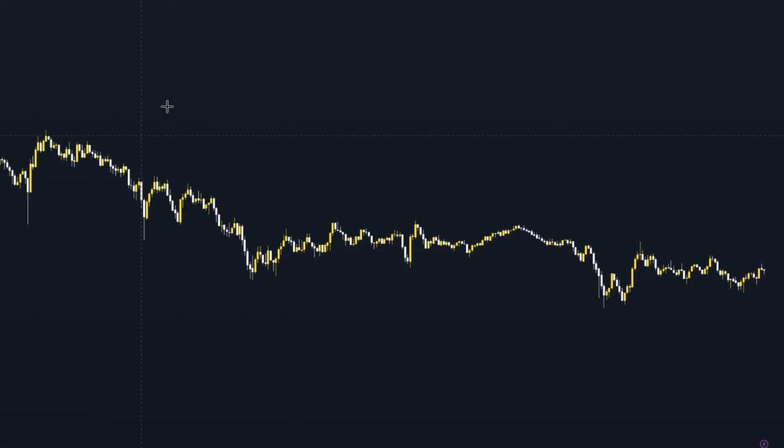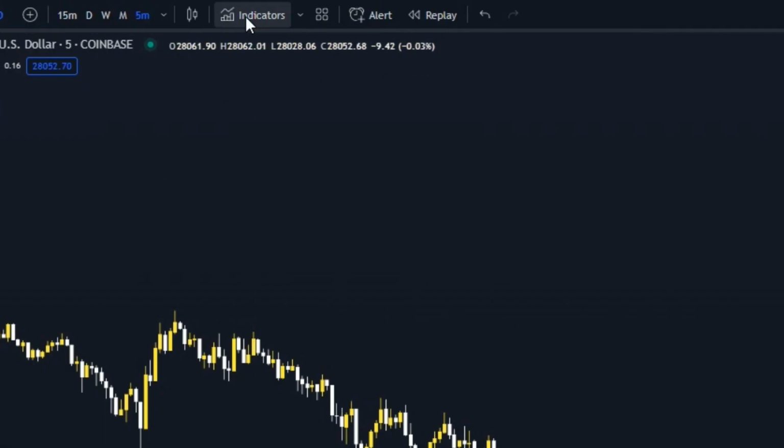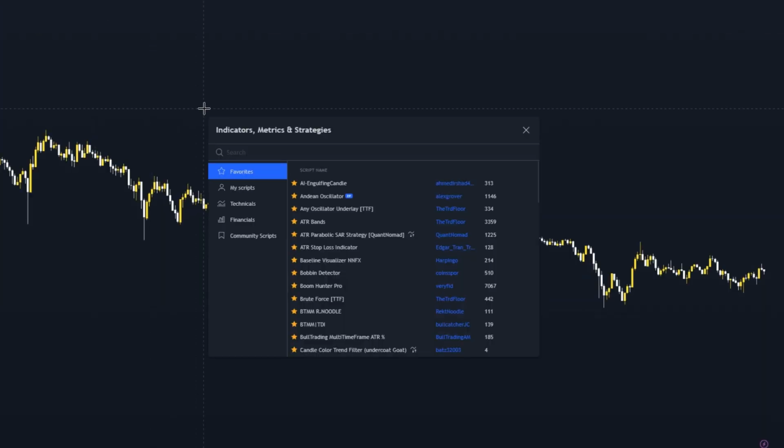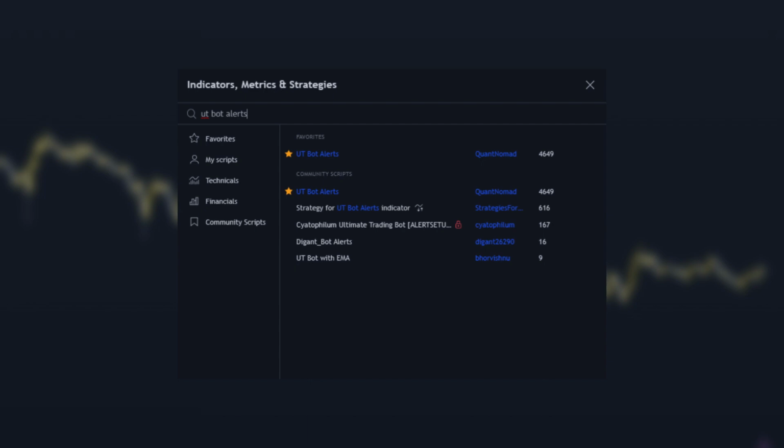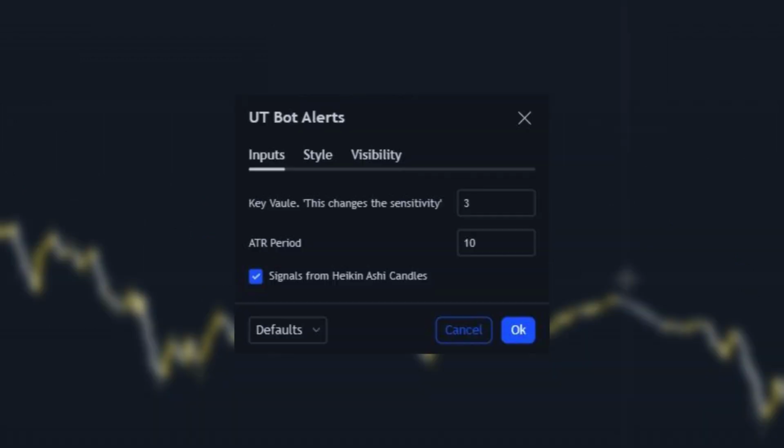Okay, so to start this strategy, we're going to open up Bitcoin on the 5-minute time frame on TradingView.com, and we're going to add 3 indicators to our TradingView. The first one we're going to add, that I've mentioned in a previous video, is UT Bot Alerts. Type it in and it's this one here by Quant Nomad. The settings on the bot alert: on the style I've removed the bar colours, and on the inputs I've changed the key value to 3 and the ATR period to 10, and I've ticked signals from Heikin-Ashi candles.